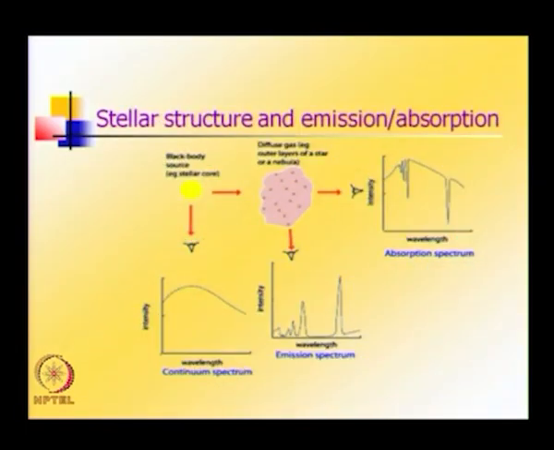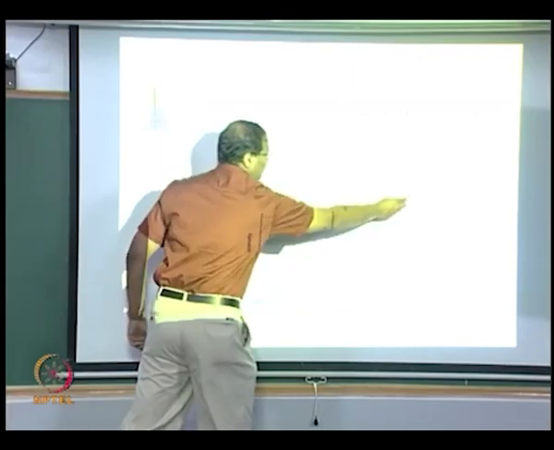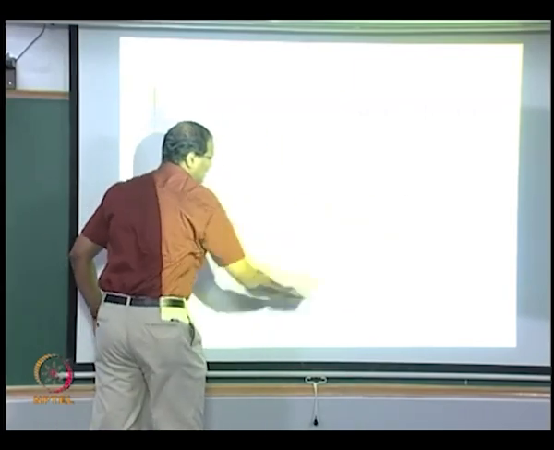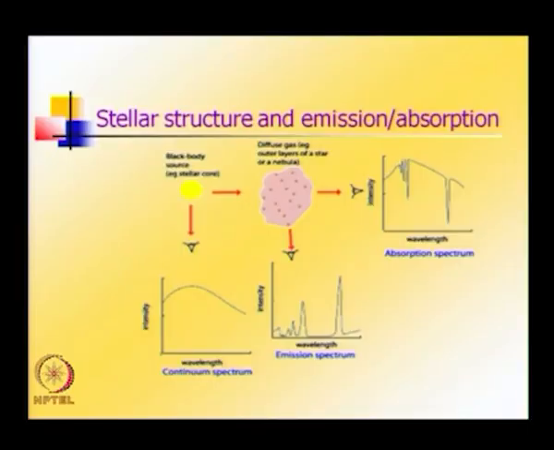So if you consider a black body source, stellar means star, star core, or a diffuse gas, for example the outer layers of a star structure, you can look at two spectra, the emission spectra or the absorption spectra, and get a signature like this, intensity versus wavelength. From this you can figure out the gas concentration and gas temperature.